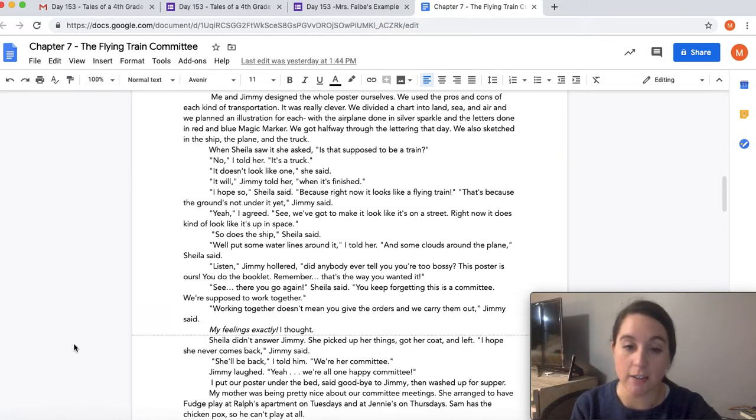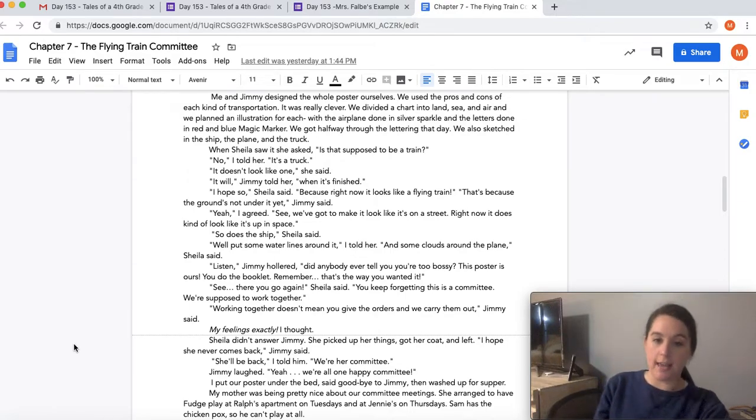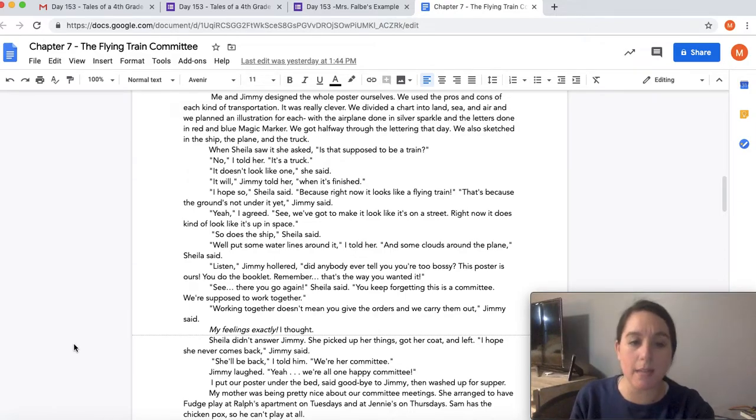We'll put some water lines around it, I told her. And some clouds around the plane, Sheila said. Listen, Jimmy hollered. Did anybody ever tell you you're too bossy? This poster is ours. You do the booklet, remember? That's the way you wanted it. See, there you go again, Sheila said. You keep forgetting this is a committee. We're supposed to work together. Working together doesn't mean you give the orders and we carry them out, Jimmy said. My feelings exactly, I thought.